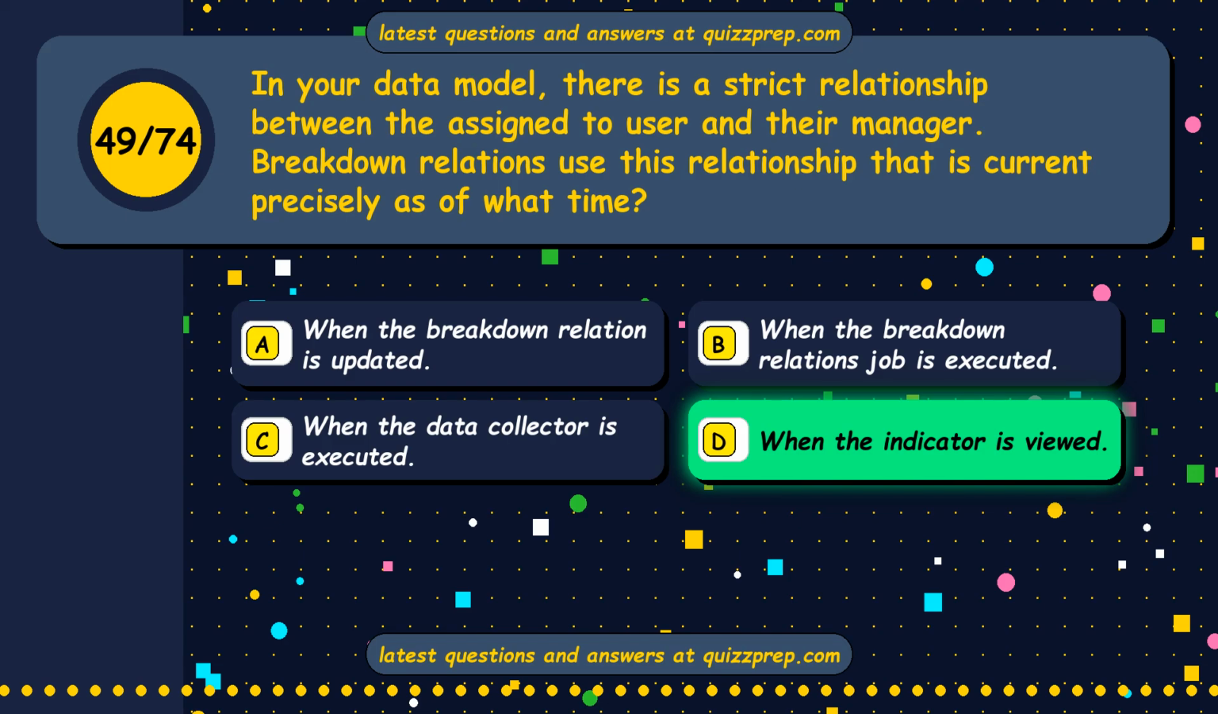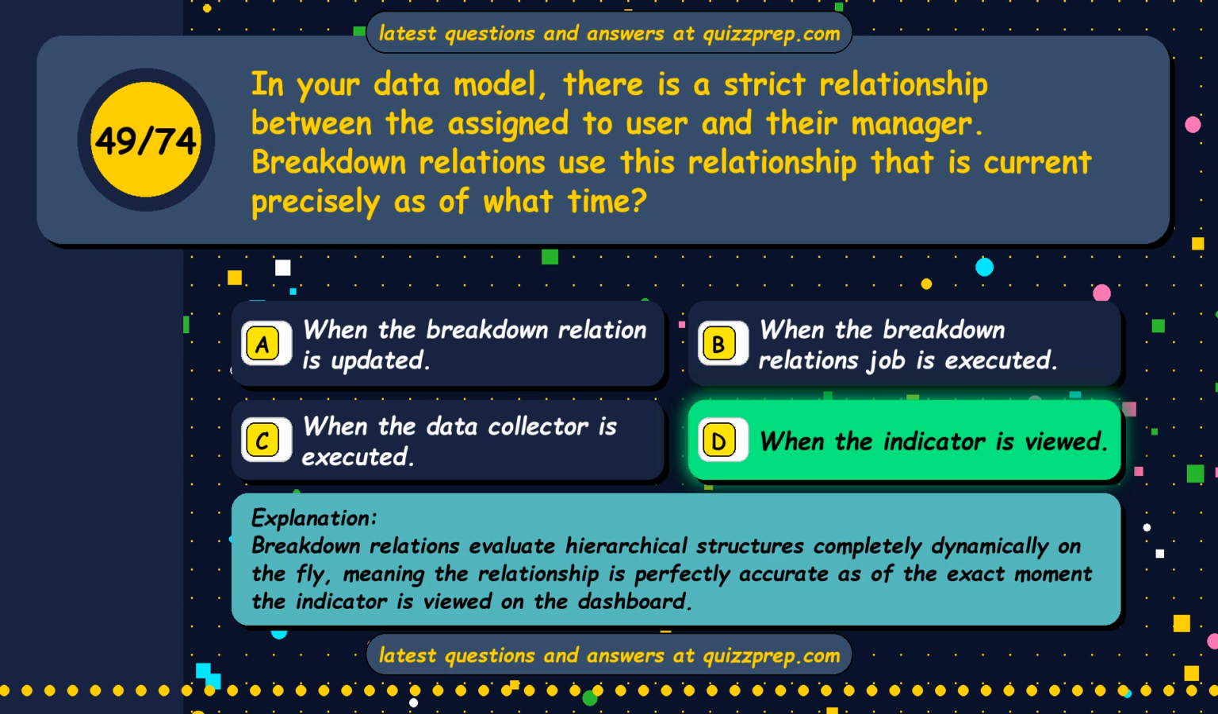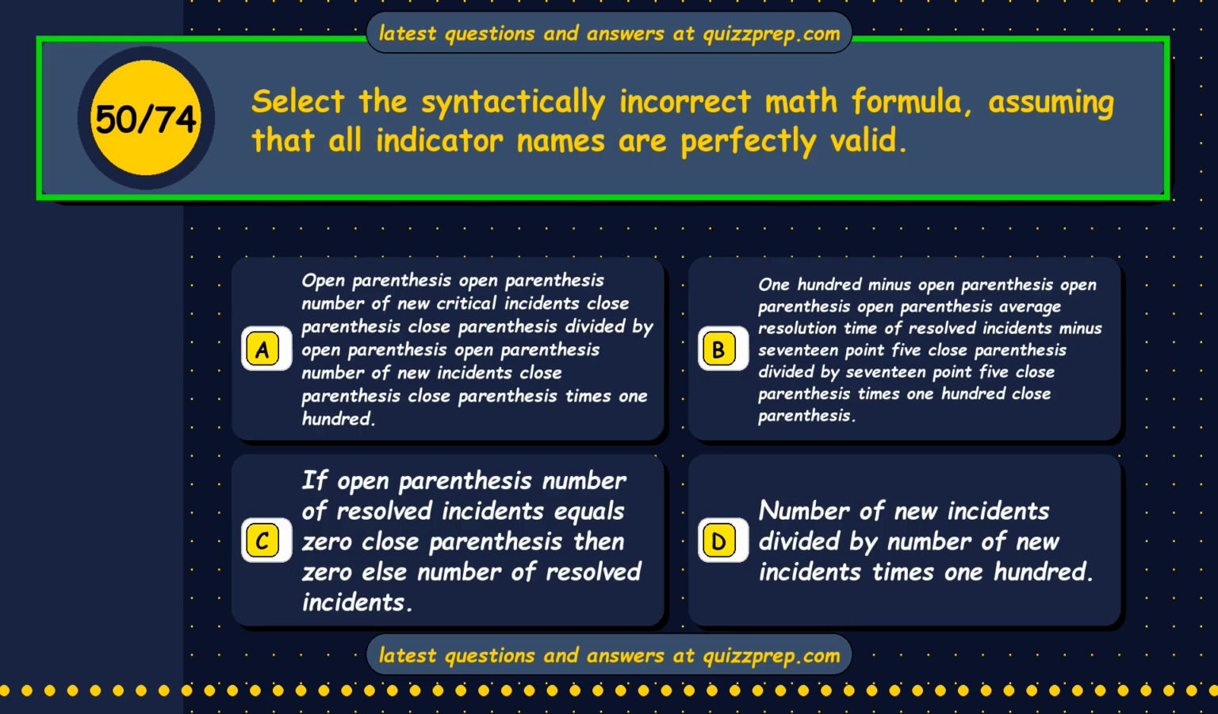The correct answer is option D. When the indicator is viewed. Breakdown relations evaluate hierarchical structures completely dynamically on the fly, meaning the relationship is perfectly accurate as of the exact moment the indicator is viewed on the dashboard. Question 50. Select the syntactically incorrect math formula, assuming that all indicator names are perfectly valid.